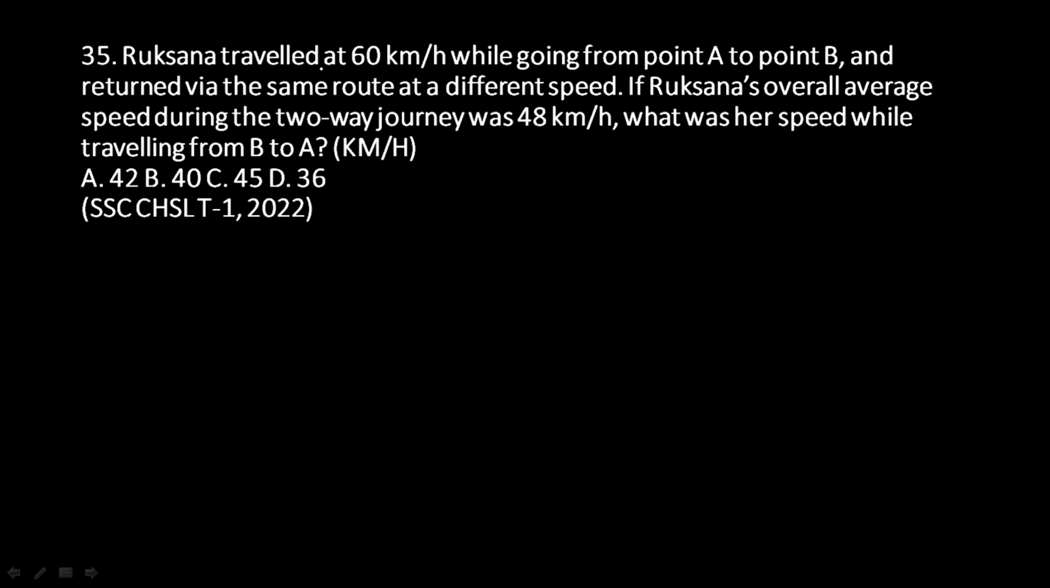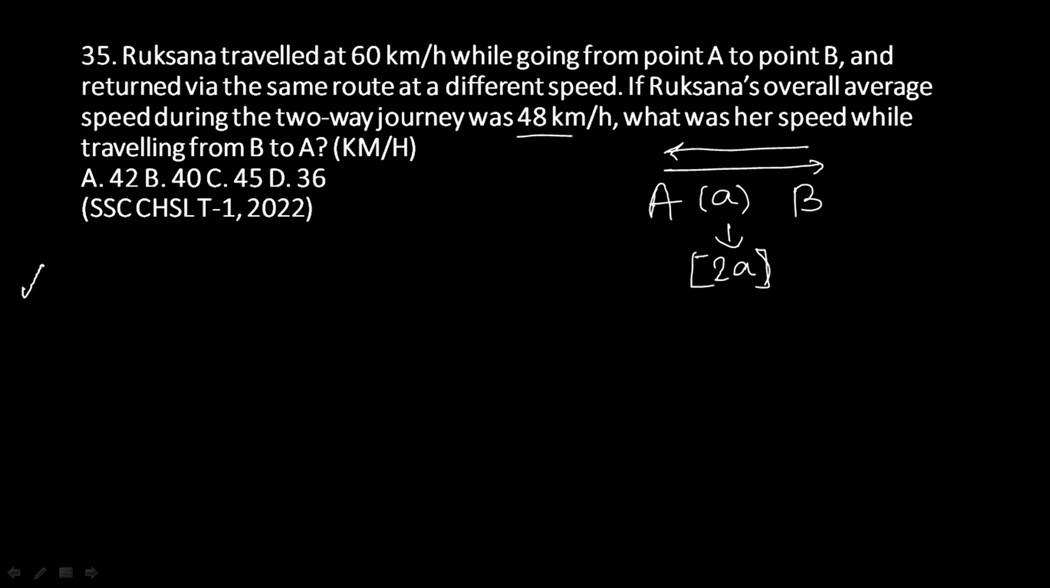35. Rukshana traveled at 60 km per hour while going from point A to B and returned via the same route at a different speed. So speed 1 and speed 2 is given. If Rukshana's overall average speed during the two-way journey was 48 km per hour, what was her speed while traveling from B to A? So it is the same distance. If A is a single way, then when she is returning, she is covering 2A.